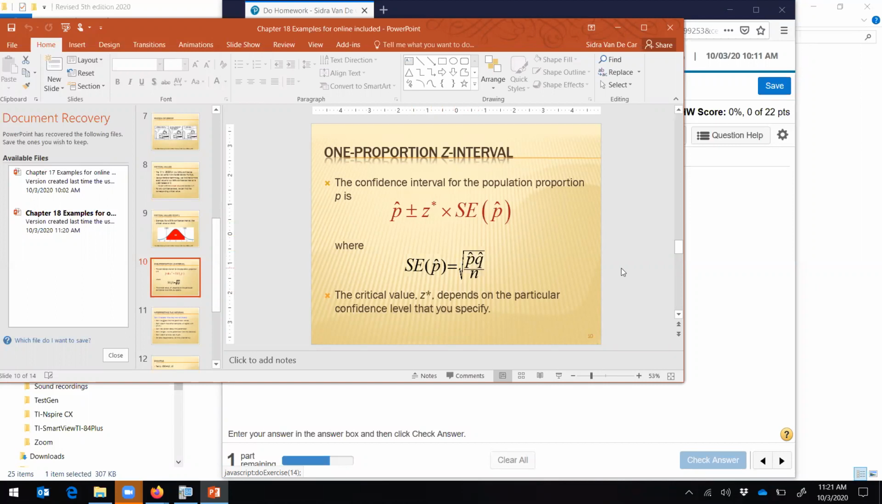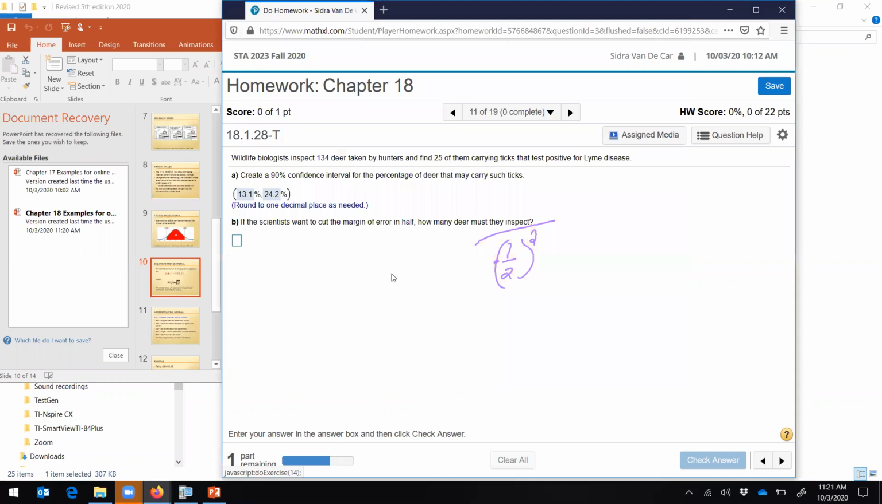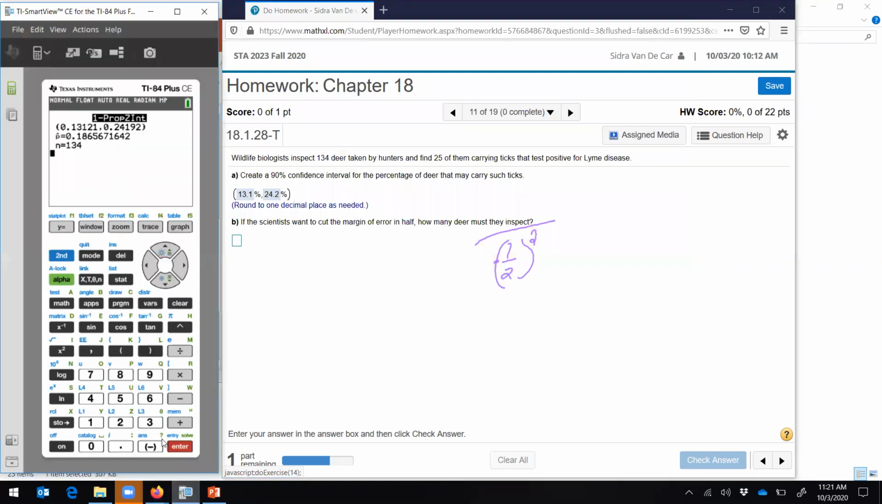If I've got a 1/2 in front there, let me try to write on this. If I have a 1/2 in front of a square root, to take it inside the square root, I'd have to square it for it to stay a 1/2. So it would come in as a 1/4. So it would be 4 times the sample size. So in order for me to cut the margin of error in half, I must do 4 times 134. So 134 times 4 would be 536.